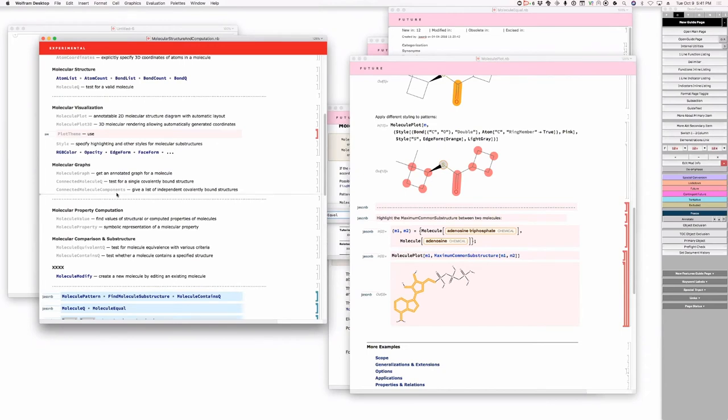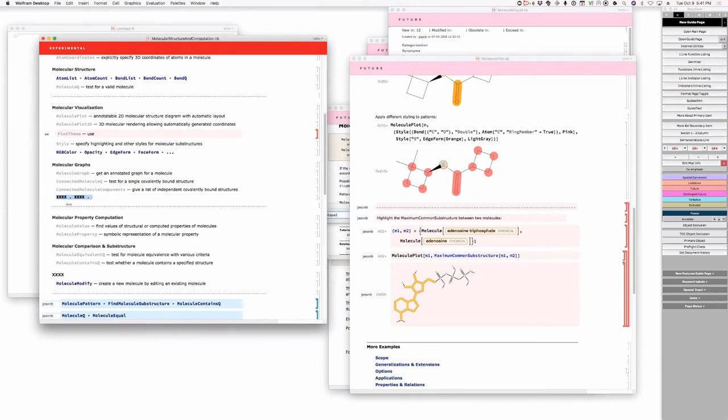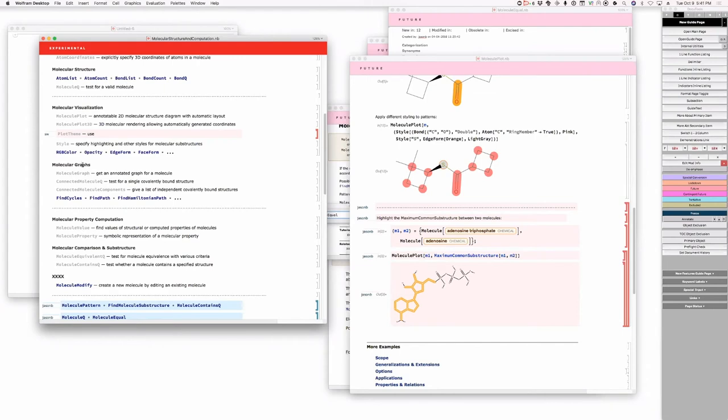So now, do we want to mention any graph theory functions in molecular graphs? And by the way, don't forget that we need to put these on graph guide pages. Okay, so what would be the most commonly used graph theoretic functions here? So find cycles, find path, find Hamiltonian path. Okay, hold on. And that might want to point to a graph theory page.